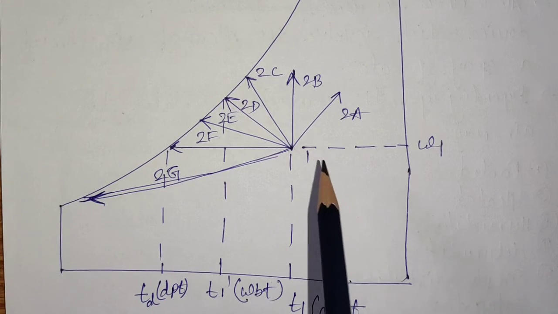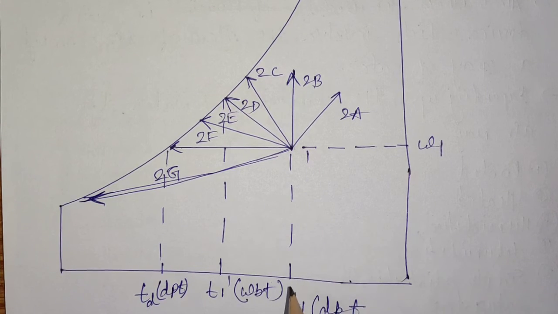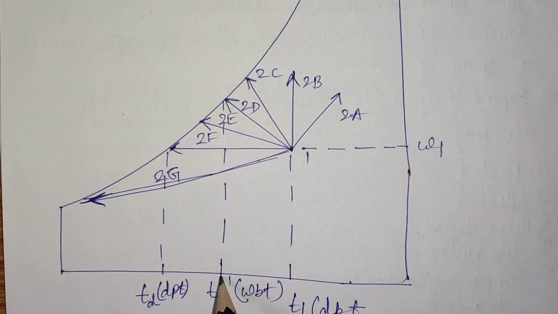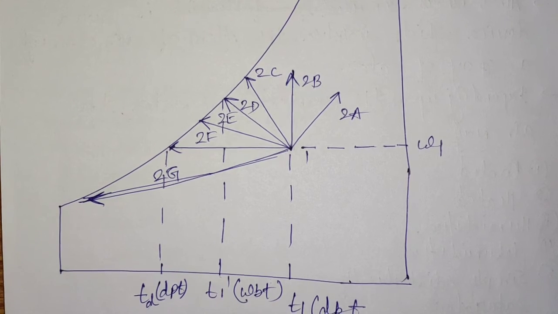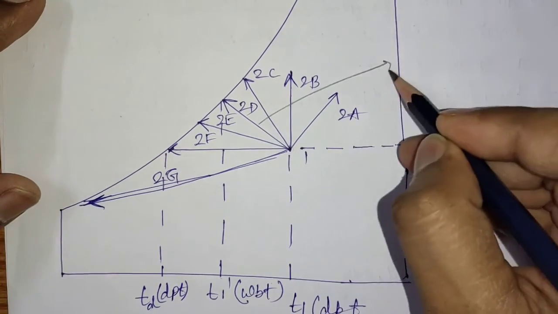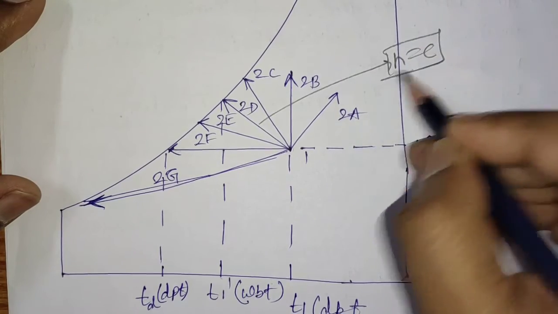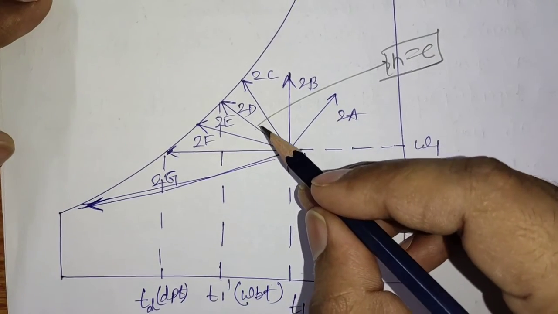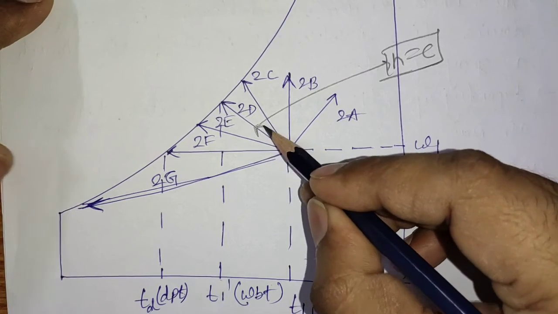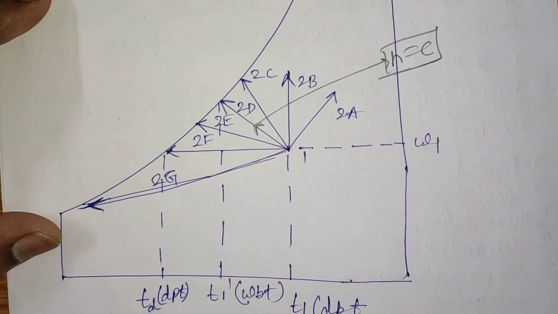The next process is if the temperature of the water is equal to the wet bulb temperature. In such a case, the process that will happen will be the constant enthalpy process, that is 1 to 2D. 1 to 2D is a constant enthalpy process, and during this process, adiabatic saturation will take place.